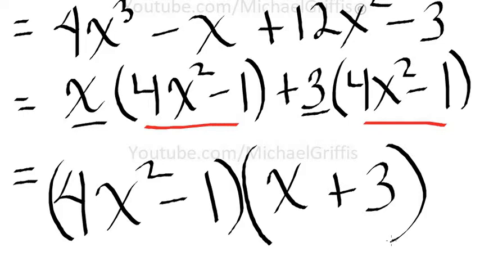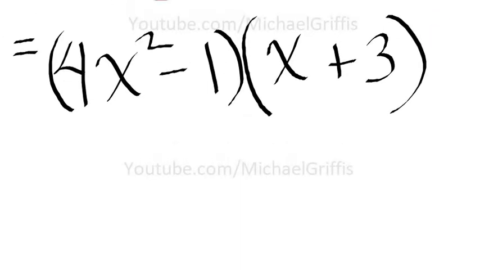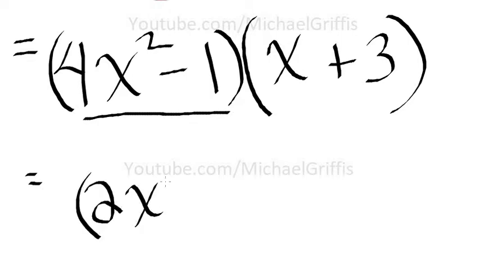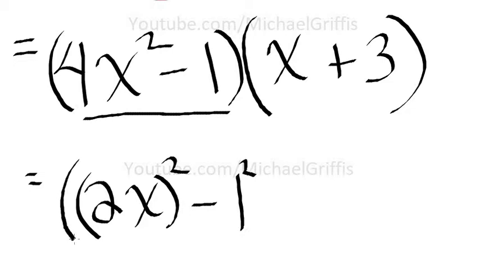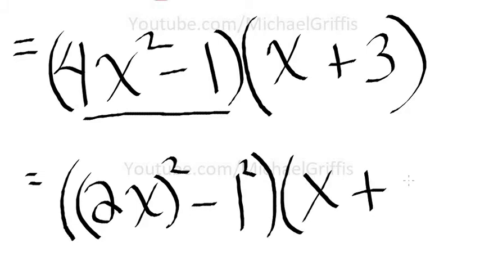Okay, what do we got going on now? Well, we're not finished. We can factor this part. I'm going to rewrite this as 2x quantity squared minus 1 squared. Let's go ahead and put parentheses around all that, and an x plus 3.